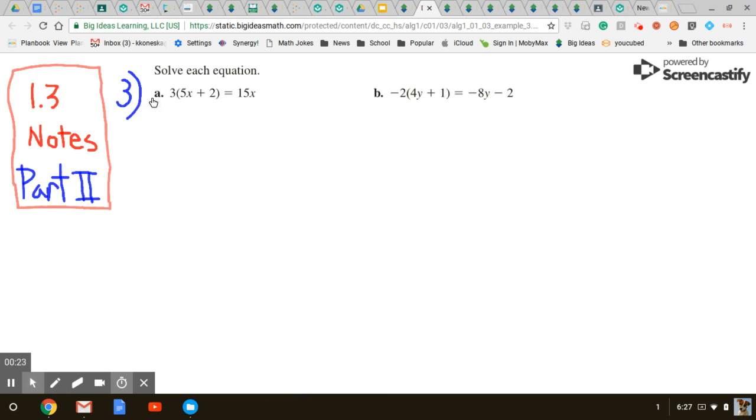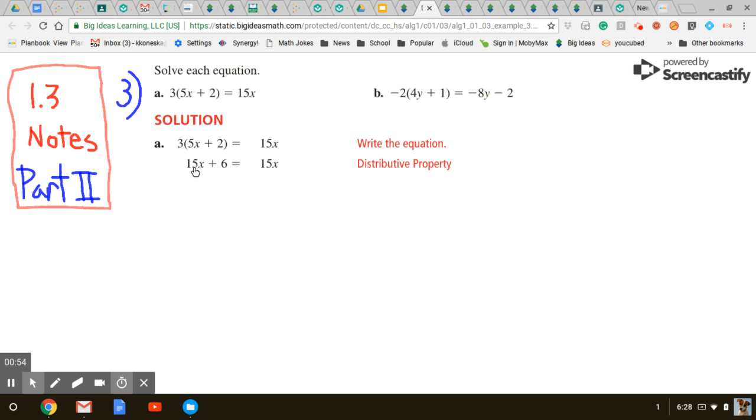First, example 3a, 3 times the quantity 5x plus 2 equals 15x. First, we write that equation down and notice that we will have to use the distributive property. So that gives us 15x plus 6 equals 15x. And that already looks a little bit suspicious, seeing that 15x on both sides. But we go ahead and start solving as if we normally would.